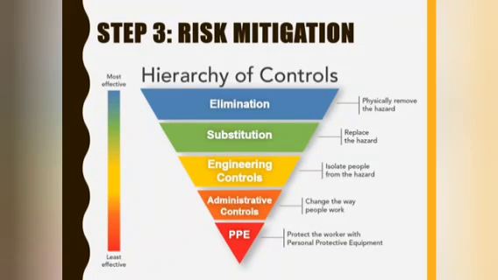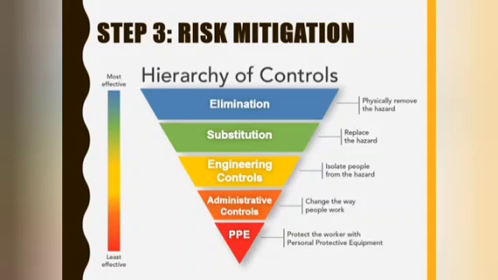So, step 3 of risk assessment is risk mitigation, after identification of hazards and its evaluation for risk. The word mitigation means reducing the severity. The hierarchy of controls that help risk mitigation are listed from the most effective to the least.